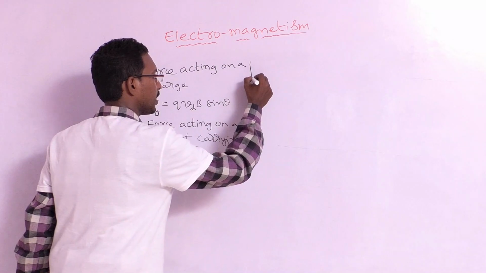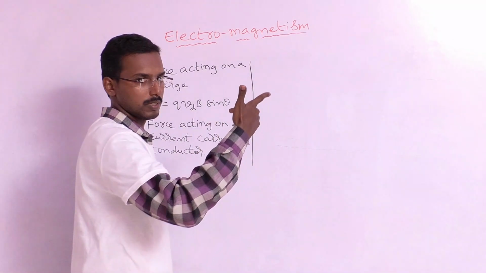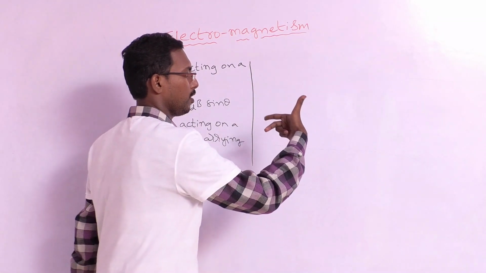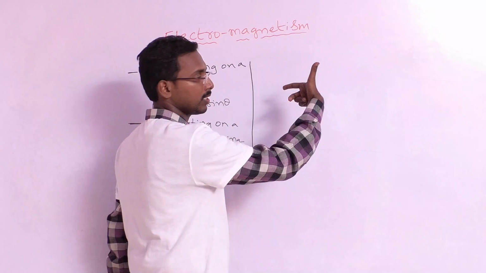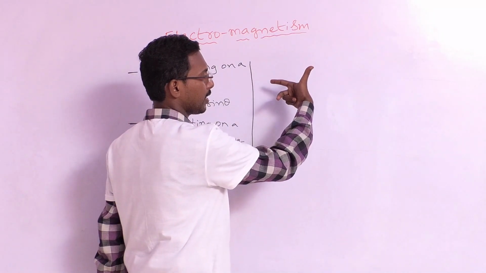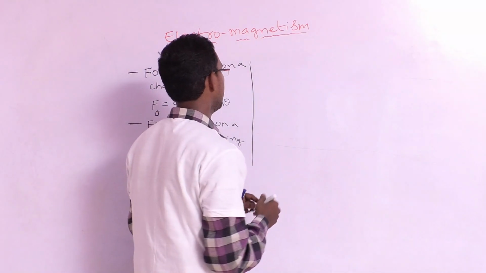So to know the direction of the force acting, in most of the cases we will simply use Fleming's left hand rule. It is very important and easy. This is the direction of force which is acting on a conductor, this is the magnetic field, and this is the direction of either current or charge. Okay, I hope it's clear.